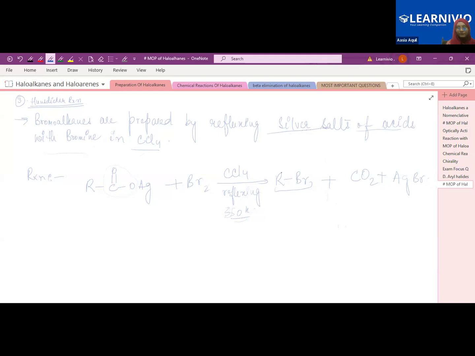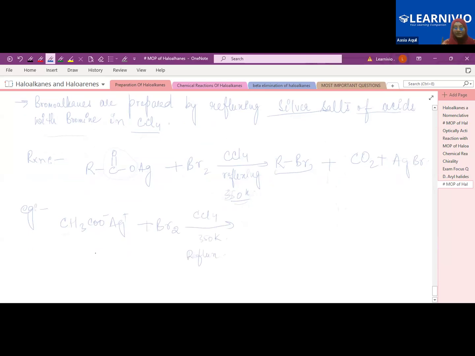Any doubt in this? Okay. For example, write down one example. Suppose we have CH3COO minus Ag plus. Okay, you know very well what charge the metal has. Positive charge, and this oxygen will have the negative charge, right? Now, when you react it with bromine in the presence of CCl4 at 350 Kelvin temperature, and you do the reflux process, tell me what will be the product in this case.